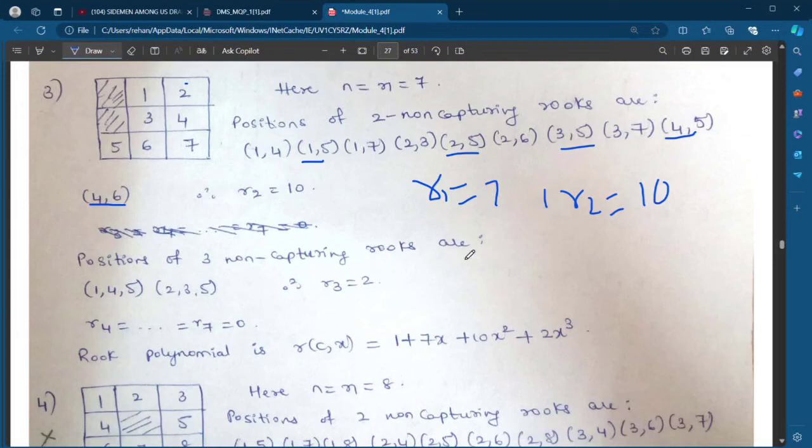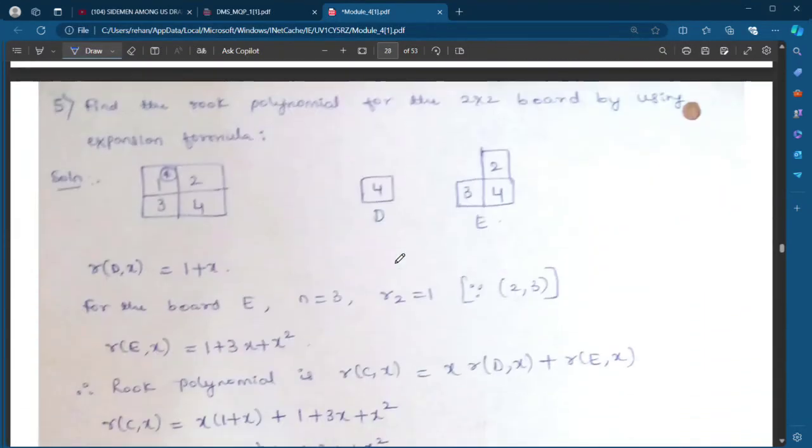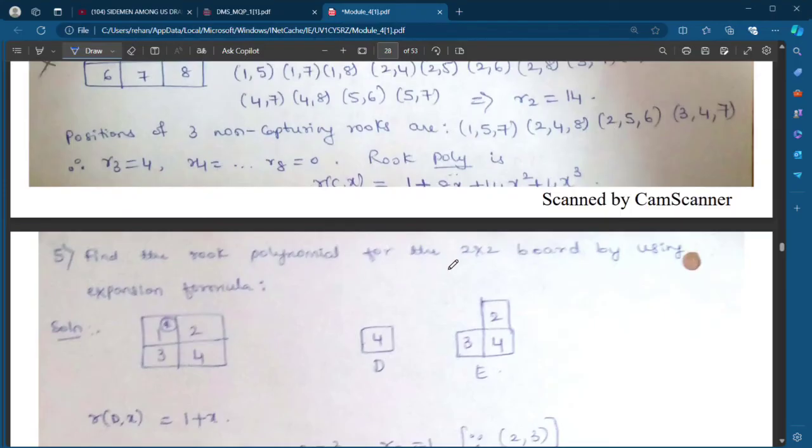Then R4 till R7 will be 0 because I cannot do any 4 non-capturing rooks like that. So I have here R1, R2, R3. So it will be 1 plus R1x, R2 x square, R3 x cube plus, done, right? Same way you can see here and do it like this.